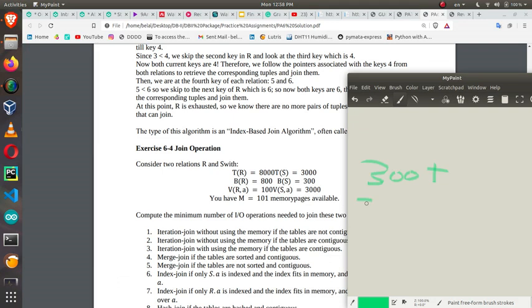we have to search for each tuple in S, and S has 3000 tuples, and for each one we have to compute how many matches there are. We are searching in the relation R index. So we have to divide the total number of tuples by the number of distinct values for attribute A, which is 100.